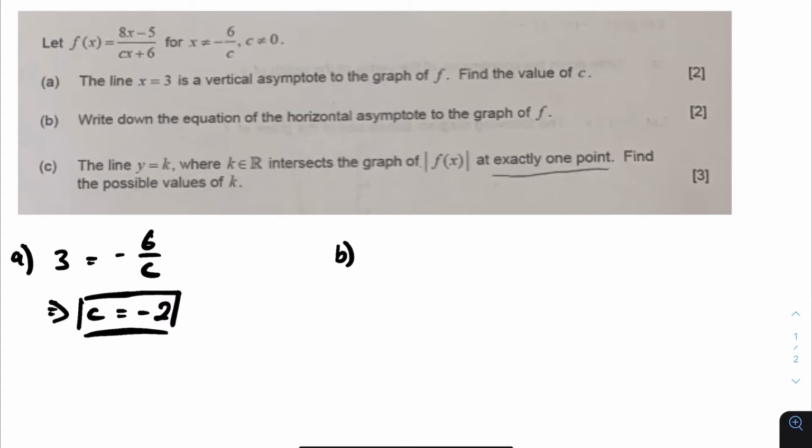So we have to write down the equation of the horizontal asymptote to the graph of f. The way we do this is, since it's a function with a numerator and denominator, we look at the power of x value. So basically in both these cases, they both have an x value that's to the power of 1. So you take the coefficients of each of them and divide them by each other. So in this case, the horizontal asymptote will be 8 over c. And we know that c is negative 2, so our equation is y is equal to negative 4.